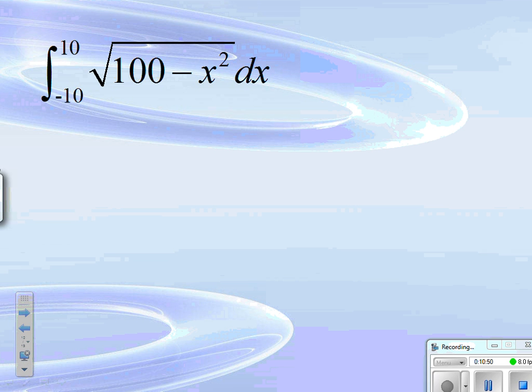And the integral from negative 10 to 10 of the square root of 100 minus x squared. What shape are we dealing with? Semicircle with radius 10. Find the area of a circle with radius 10. Cut that in half.